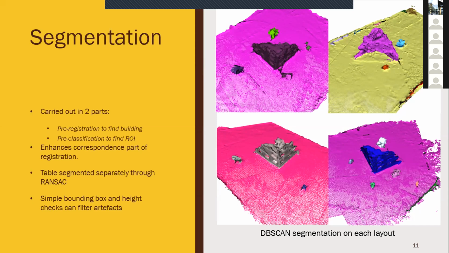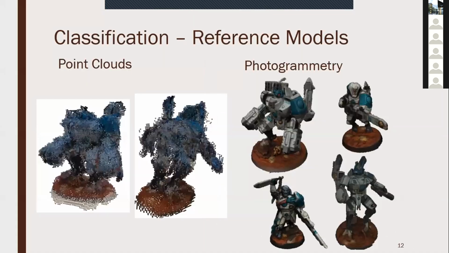Great, so wonderful. We've got our segmentation, so we can now begin the classification process. To begin to classify the models in 3D, I needed to create a set of reference models. Initially, on the left, I tried to create them just by cutting out the point clouds that I created and aligning them individually. But as you can see, these point clouds are very, very noisy, and I had trouble creating them with the smaller miniatures, so I had to find a different way of doing this.